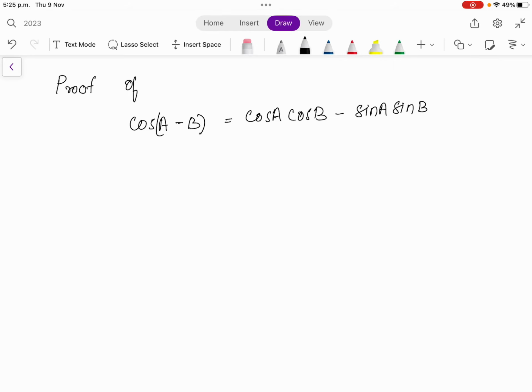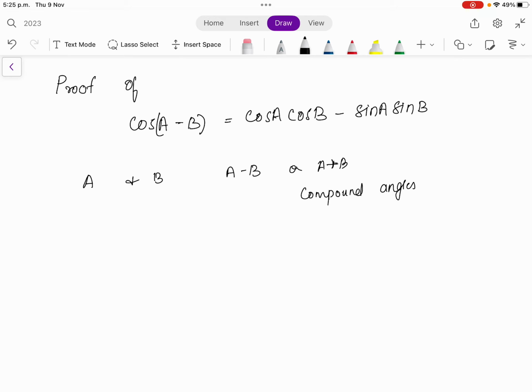Let's learn the proof of cos(A minus B), which is equal to cos A cos B plus sin A sin B. These are called compound angle formulas. Whenever you have two angles A and B, A minus B or A plus B are called compound angles.